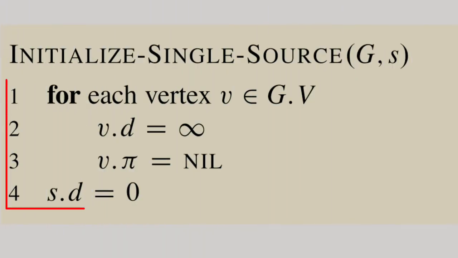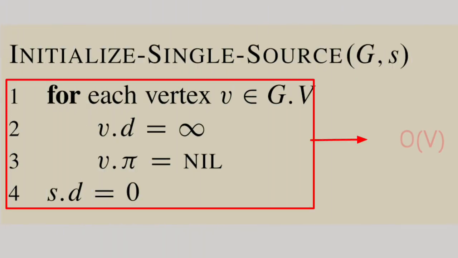Let us first consider the initialize single source function. This is an initialization procedure in which all the vertices of the graph are initialized, and hence the time complexity of this code segment is O of V.